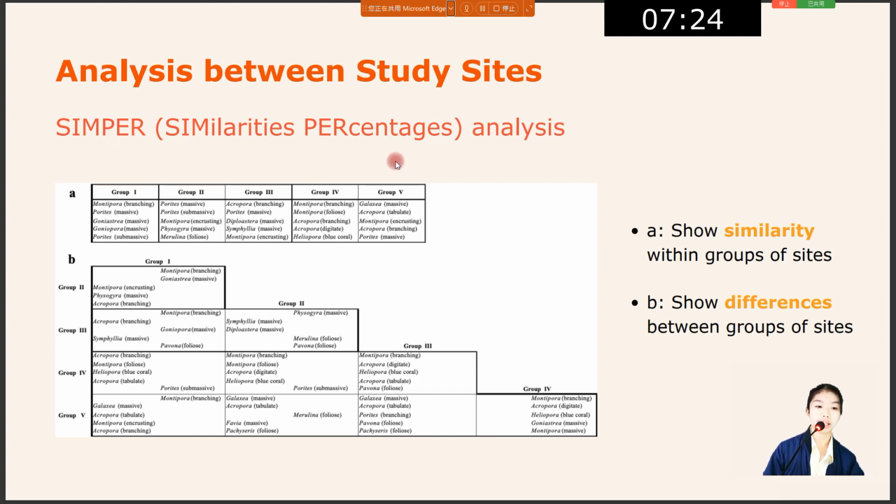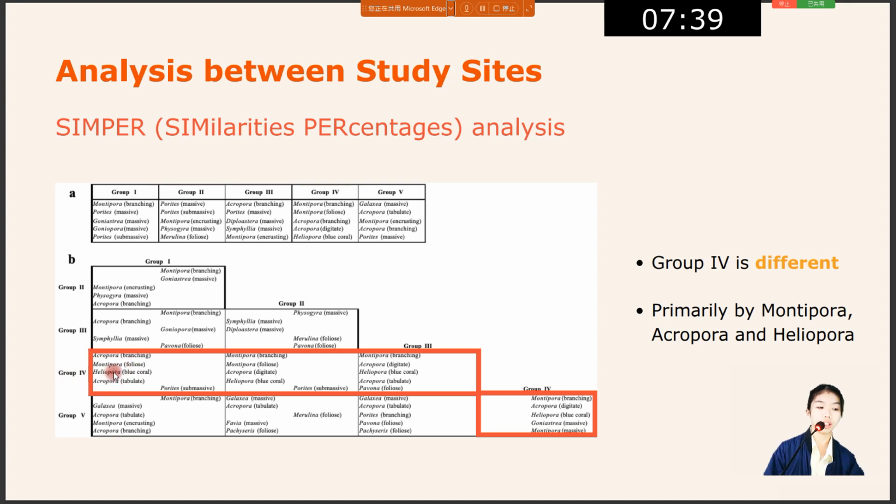Now we look into the SIMPER analysis. Figure A here shows the similarities between groups of sites. And then figure B here shows the differences between groups of sites. Now we can look at the figure over here. Here you can see group IV compared to group I. Actually, group IV contributes more to the differences between group IV and group I. That means group IV is very, very different compared to group I.